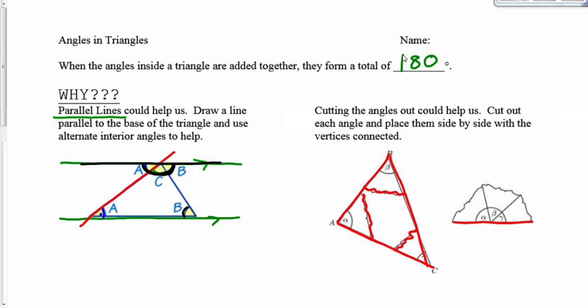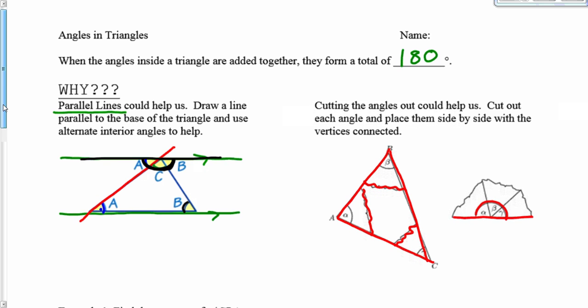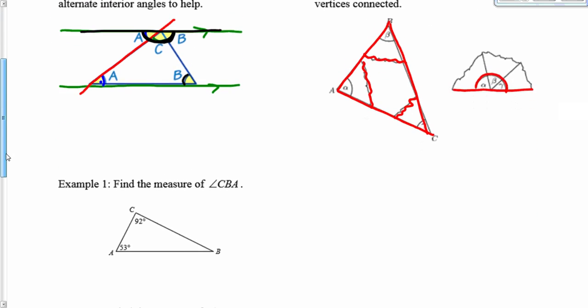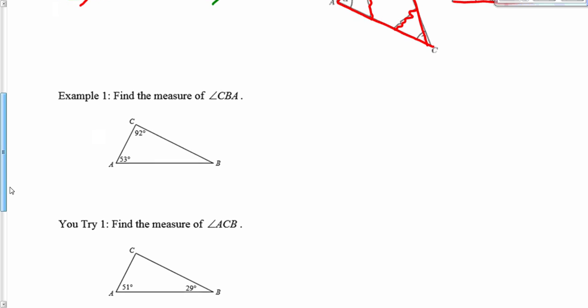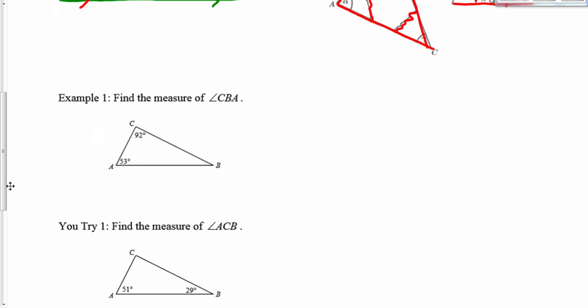If you cut off the tips of the triangle and put the three angles next to each other, they will line up to make a line and show you that they are indeed 180 degrees. All right, so we need to keep that fact in mind for this entire lesson. We're going to use it to help us solve problems.